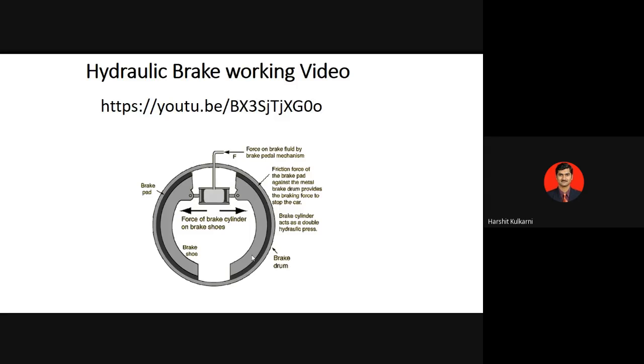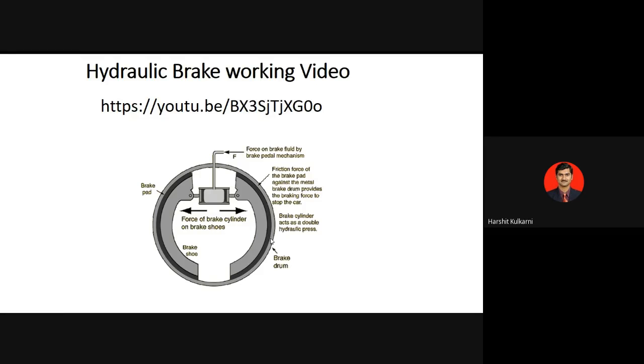What is this hydraulic brake system? Suppose you take any rotating element or any vehicle and you apply brakes. What is the arrangement that is made here? We have something called a brake drum. This is the brake drum, the unit which will help in stopping the vehicle.